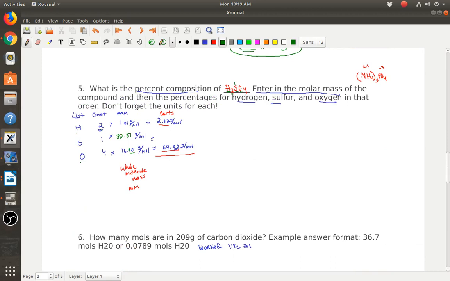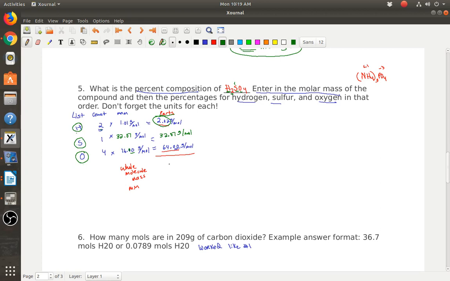All right, now I multiply 2 times 1.01 is 2.02. 4 times 16 is 64.00. And 1 times 32.07 is 32.07. This is an important step. These are the parts. You have grams per mole. This is not the percentage. This is the mass, the 2.02 is the total mass of the hydrogen atoms. 32.07 is the total mass of the sulfur atoms, and 64 is the total mass of the oxygen atoms.